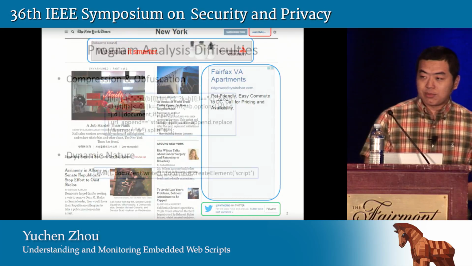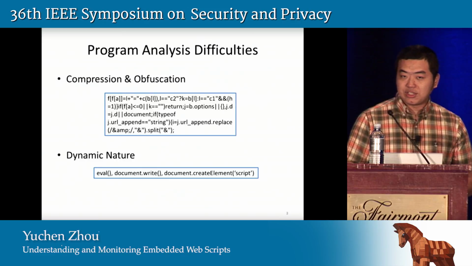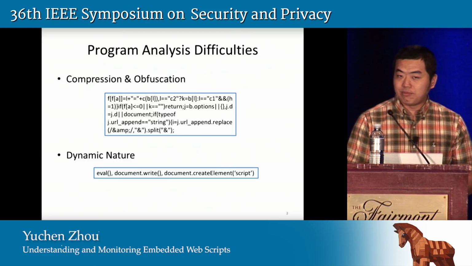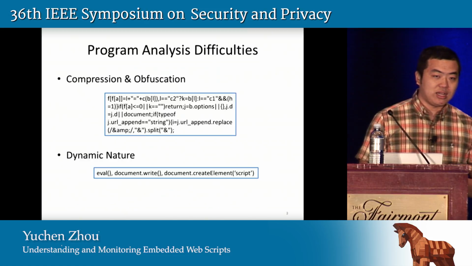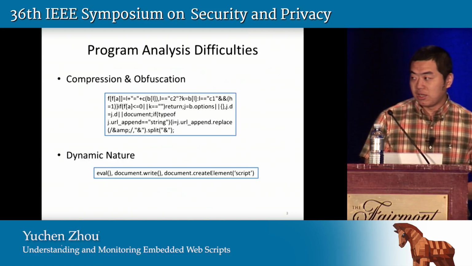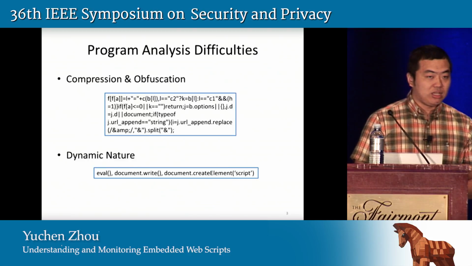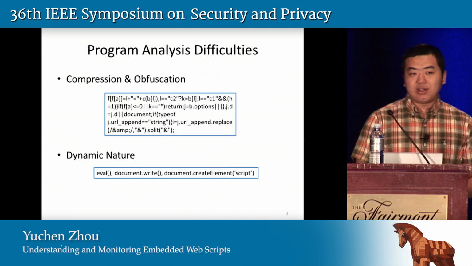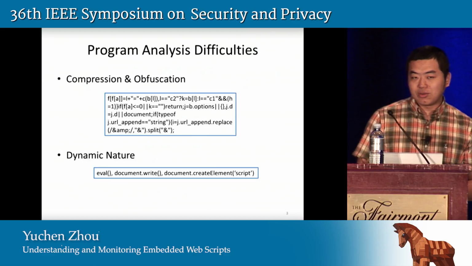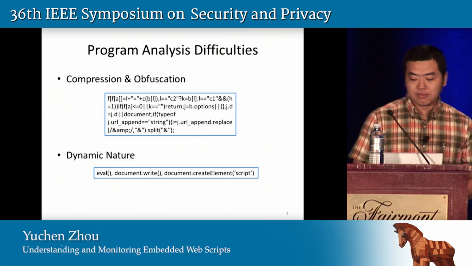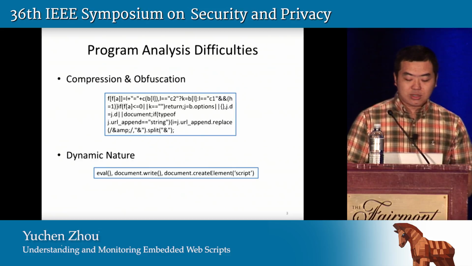The fact that JavaScript has features such as eval or document.write makes it a very hard problem to statically analyze what the third-party JavaScript is doing. And also because of widely used compression and obfuscation, it is very hard just to look into the JavaScript and determine what the third-party scripts are doing.